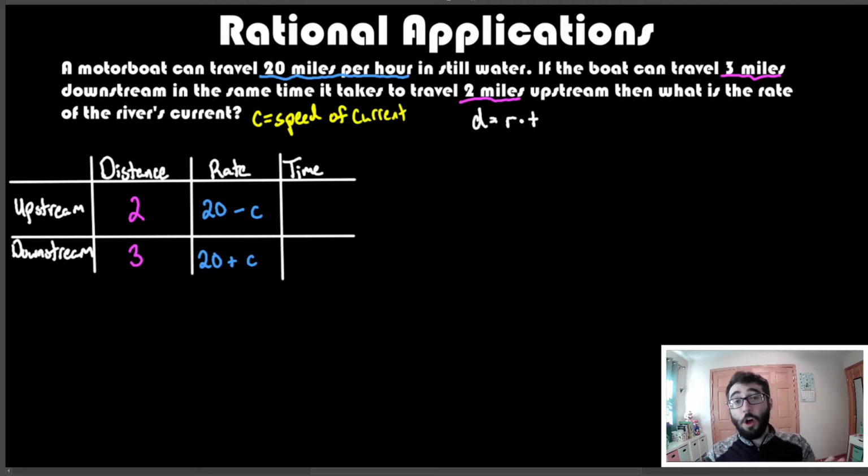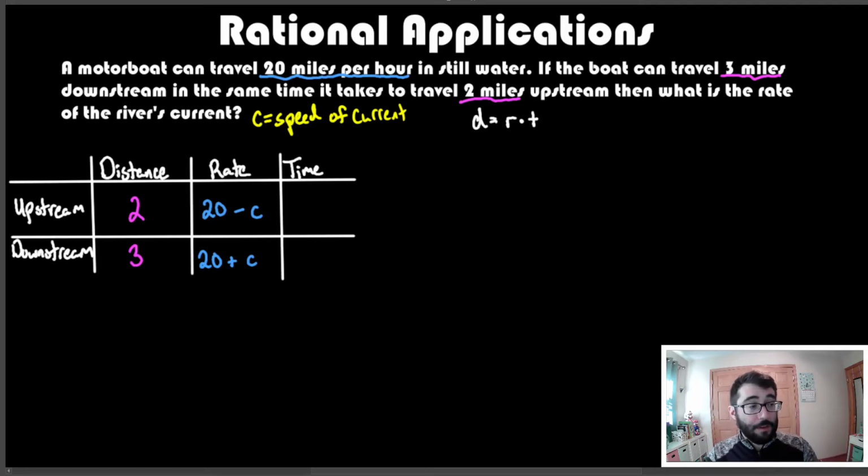So if we're going upstream, the boat is fighting the current once again, so we're taking the boat speed and subtracting from it the current speed, which gets us 20 minus c. For downstream, the current's actually helping the boat, so we're going to take the boat speed and add the current speed since it is helping it.